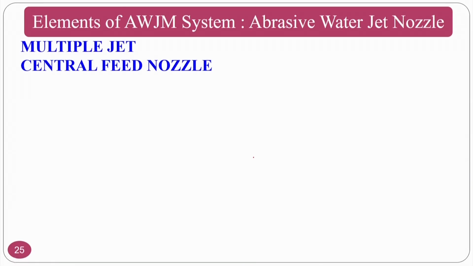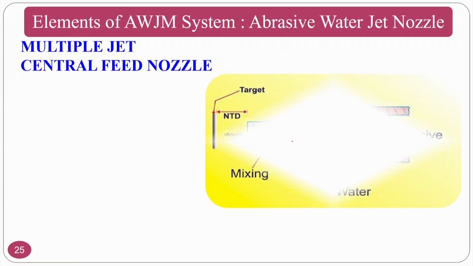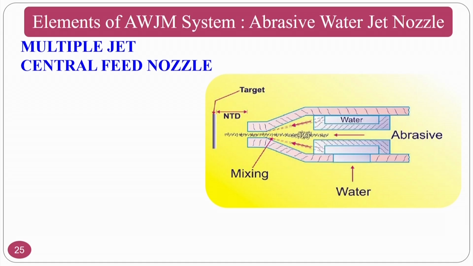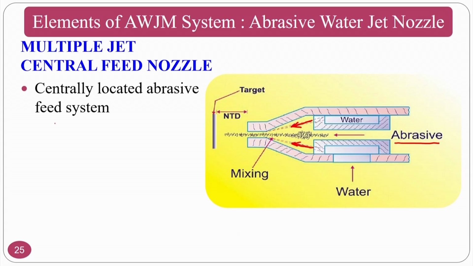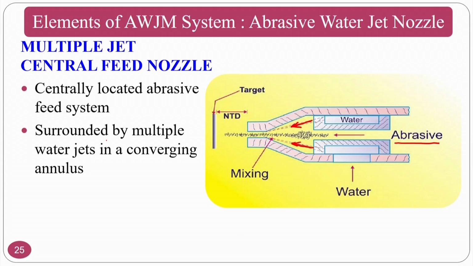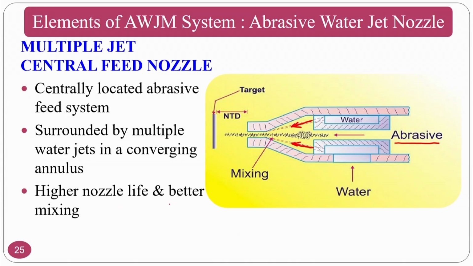So another nozzle system is the multiple jet central feed nozzle. If you see here, you have multiple jets of water. Here one jet is coming, here one jet is coming. In the previous case, it is only one jet, but the water source feeding is the same. The abrasives are coming at the center. Okay. So this one centrally located abrasive feeding system is there, as you have seen in the previous one, surrounded by the multiple water jets converging into annular regions, giving higher nozzle life and better mixing.